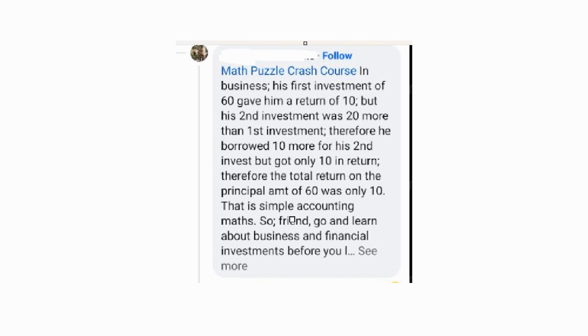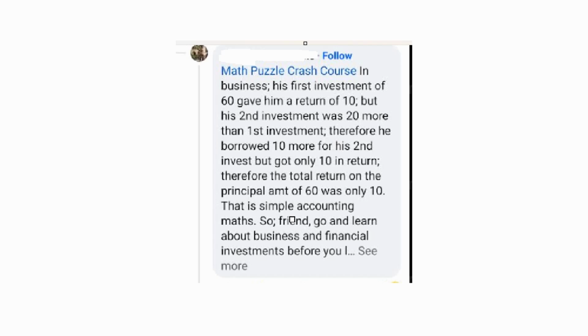But then he's saying, this is where he goes way off the rails. He says his second investment was 20 more than his first investment. That makes no sense. It doesn't matter. It's all one pot of money that this person has. He spent 60, he got back 70, and then later he spent 80 and got back 90. That's a $10 gain each time. But he's very confused here.